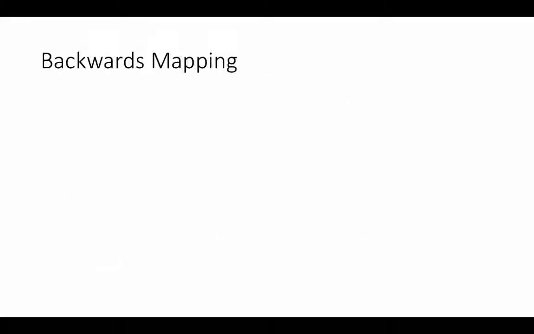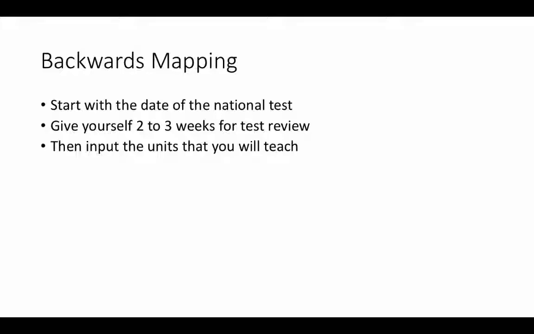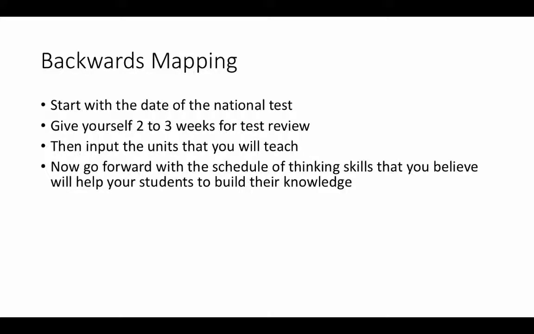And that brings up that big concept that we've all been learning in schools nowadays, and that's backwards mapping. Start off with the date of the national test as you're doing your calendaring. Give yourself 2 to 3 weeks for the test review. Then input the units however you teach them, whether it's chronological with the periods, a backwards type of teaching, or thematic or another way of doing it. Then as soon as you're done putting in the units, go forward and start asking, okay, what are the skills I want to teach and how am I going to teach them to make sure the students understand all this?